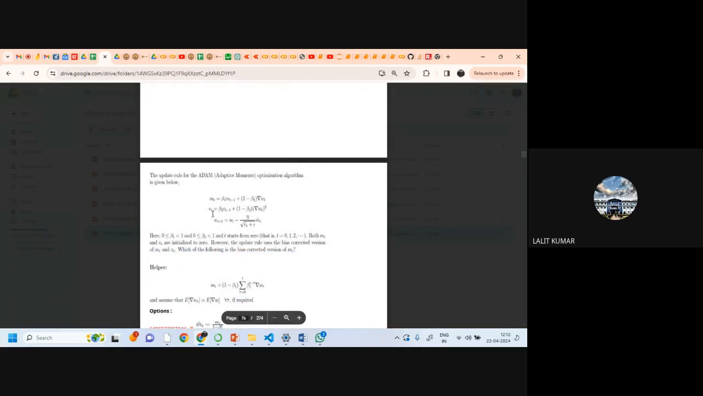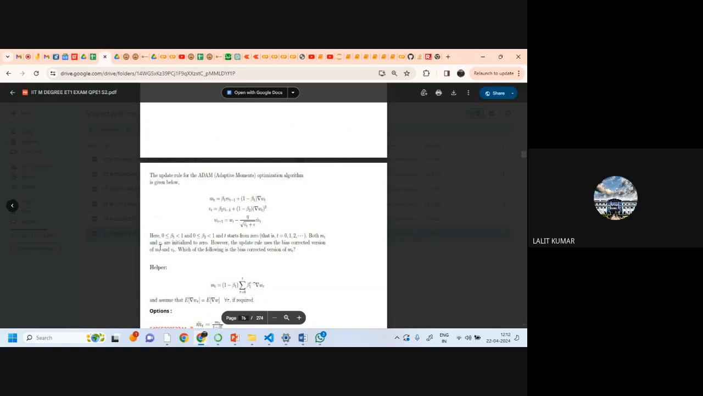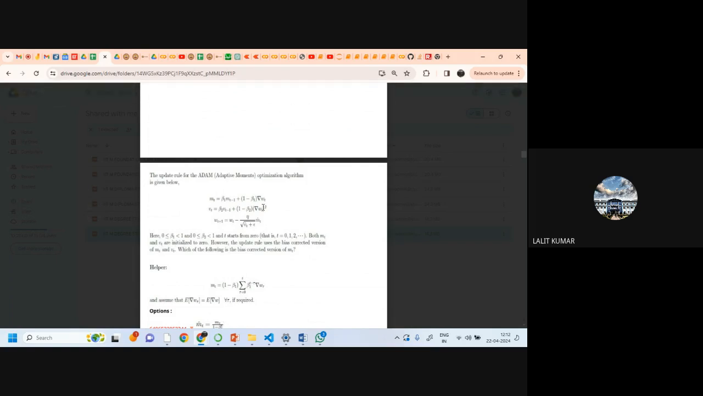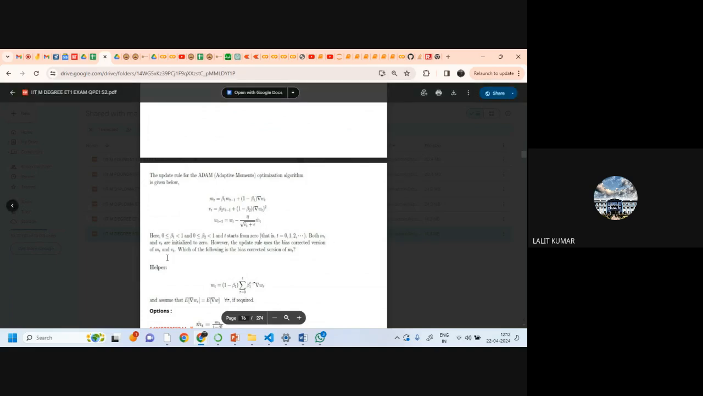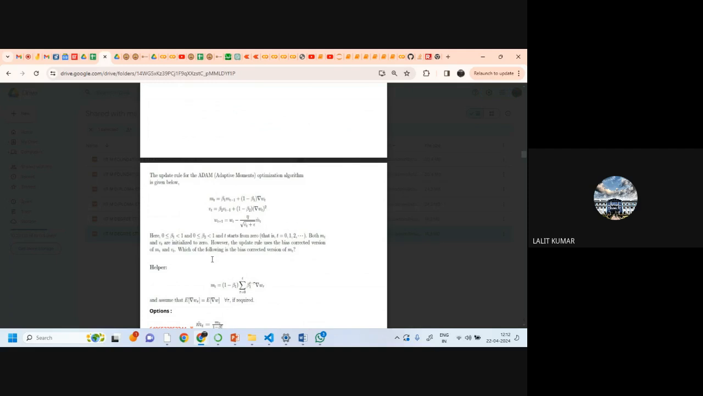Okay, the update rule for Adam is this. We know that both MT and VT are initialized to 0. However, the update rule uses the bias corrected version of MT and VT. Which of the following is the bias corrected version of MT? So we know that straight away, उसका तो डिवाइड करते हैं ना वो वाला. What do we do? कहाँ चला गया?